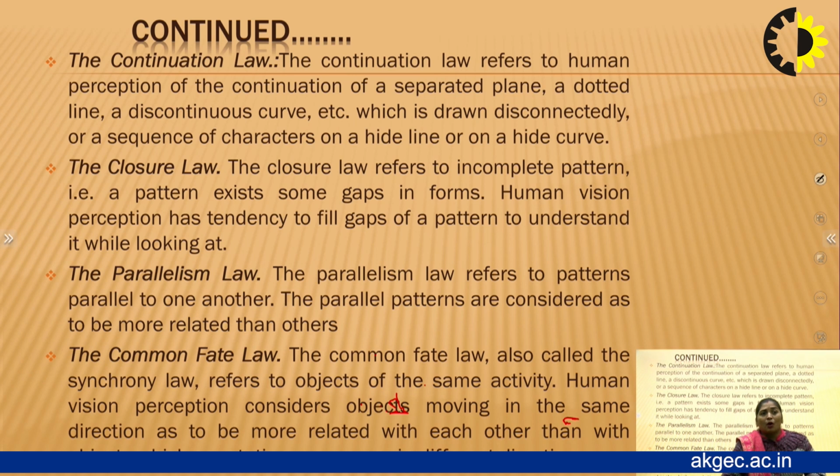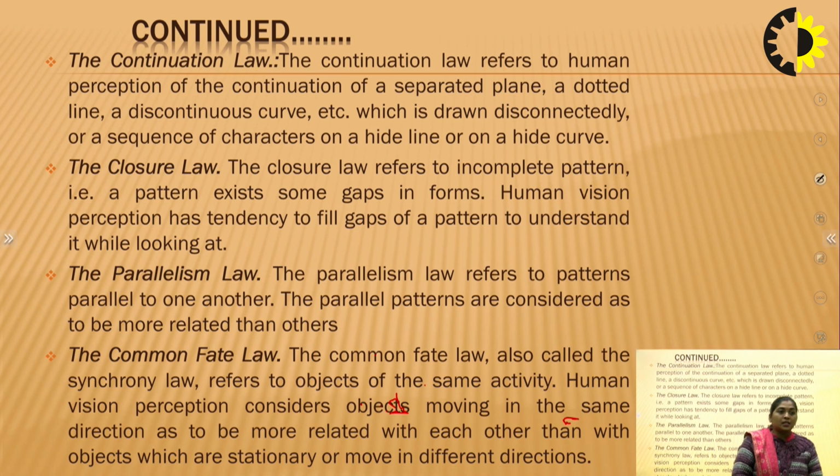Now, the parallelism law. The parallelism law refers to patterns that are parallel to one another. Basically, they are the same. Next is the common fate law. The common fate law, also called the synchrony law, refers to objects of the same activity. Human vision perception considers objects moving in the same direction to be more related to each other than to objects which are stationary or move in different directions.